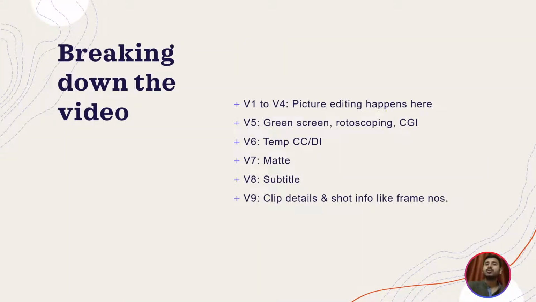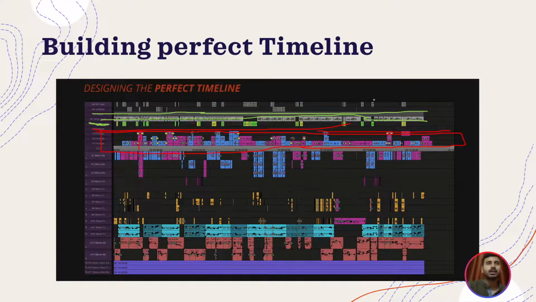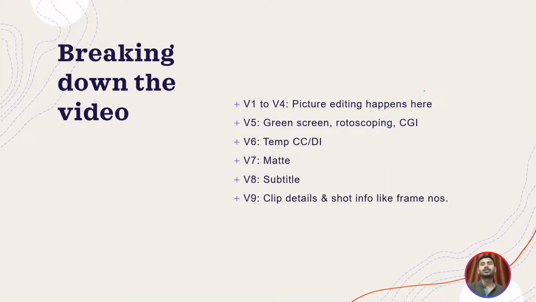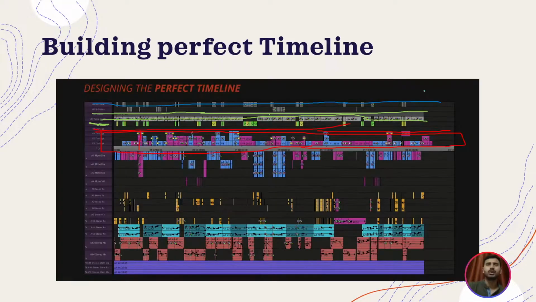Then V9 is here. I'll just change the color. This is our V9. Okay, so V9 again uses that real estate of the black bars. V9 contains things like clip details and short information, frame numbers, scene numbers, and whatnot.